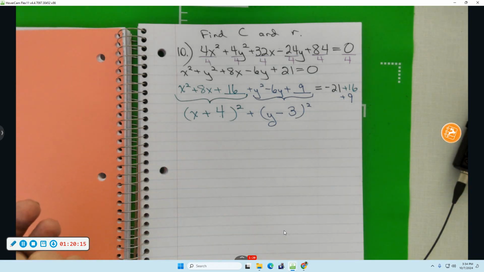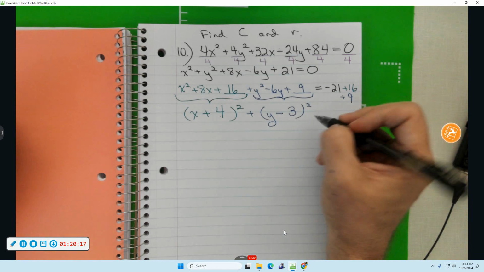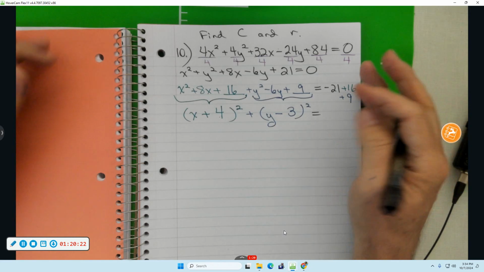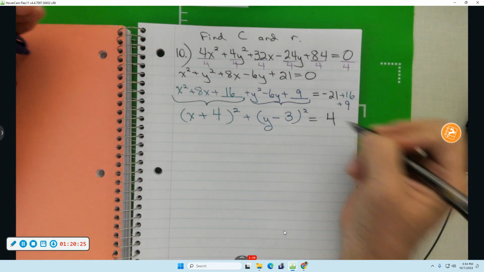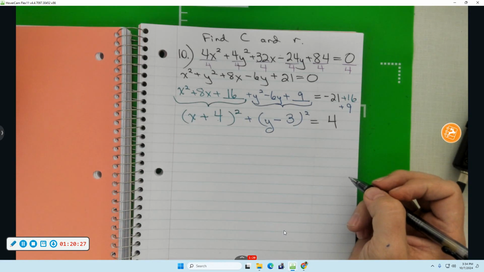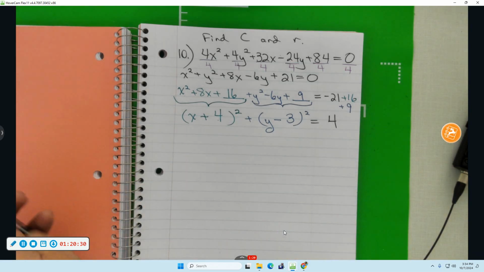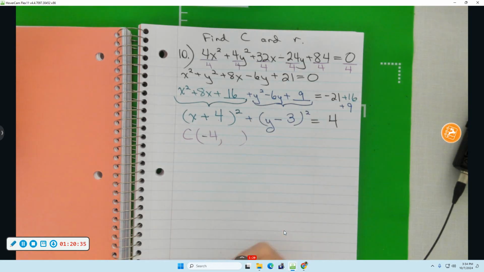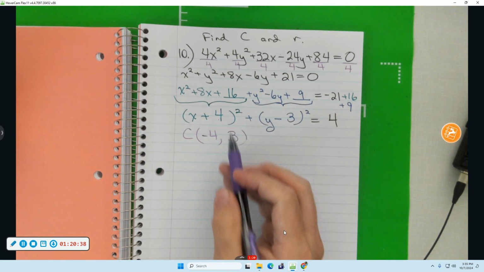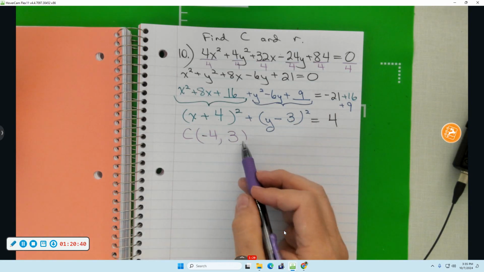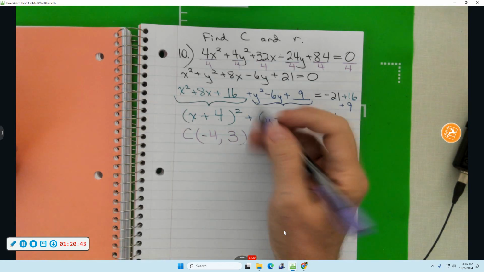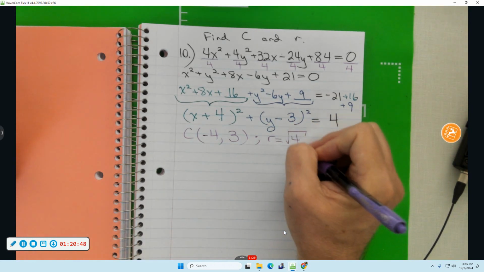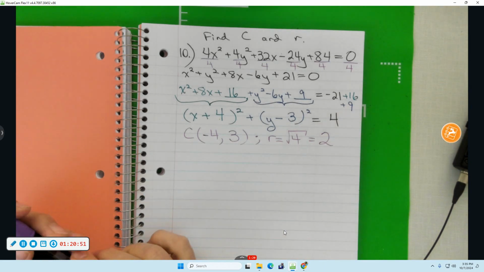It's either half of the second number or the square root of that last number. And what are we going to have on the right-hand side? Negative 21 plus 16 is a negative 5 plus 9. That gives me a positive 4. A nice radius, at least. What's the center? Negative 4, comma, 3. I agree. Change sign to get the center. The radius: you took the square root of that number there. The square root of 4 is 2.